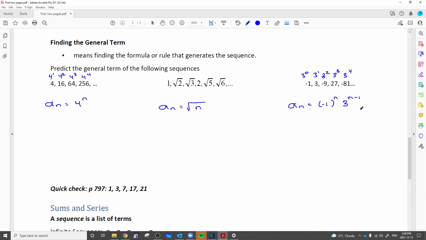And you might have come up with something different, and as long as when you plug in the values of n, you come up with those terms in the sequence, there's nothing wrong with it, right? They don't all have to look the same. All right, good luck with your quick check.